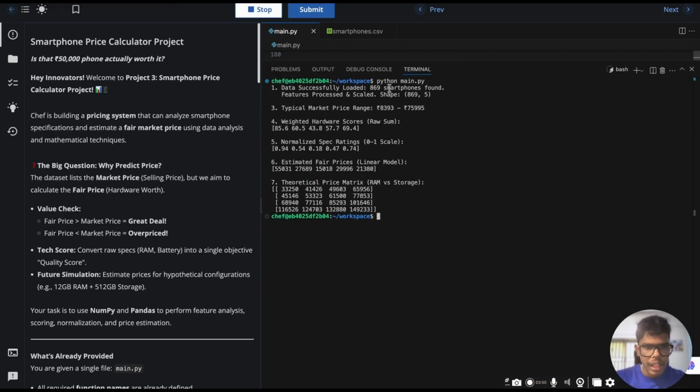So yes, the fair estimated prices are 55, 27, 15, 29, and 21 for these five smartphones. And then this is the theoretical price matrix, the RAM versus storage price matrix. This is the theoretical price, and this is the estimated fair price. If the price we are getting for the phone is less than the fair price, then it is a good deal. If it is greater than the fair price, then it is overpriced.